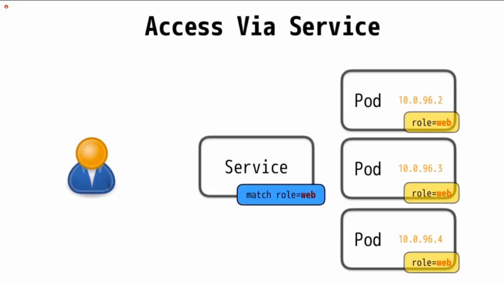A service can be defined as a logical set of pods. It can be defined as an abstraction on top of your pods, which provides a single IP address and DNS name by which pods can be accessed. With a service, it is very easy to manage load balancing configuration. It also helps the pods to scale very easily.